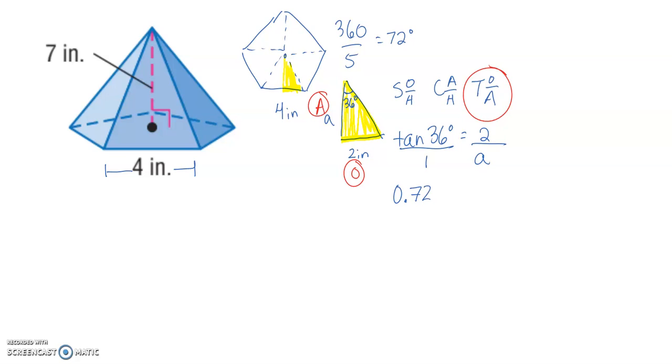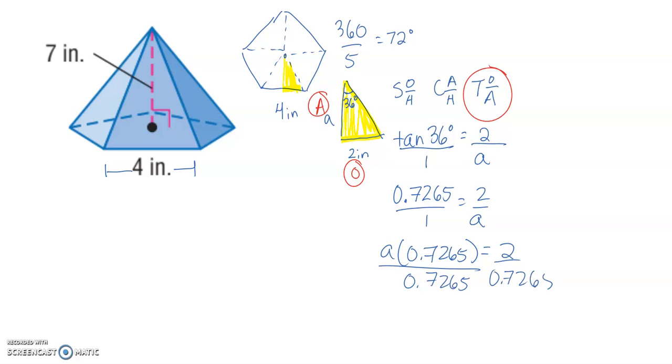So 0.7265 over 1 equals 2 over A. You're going to cross multiply, and then divide out the 0.7265, or the tangent of 36. So I get that the apothem is going to end up being 2.75 inches in this scenario. So that represents the height of the triangle, which you can label in this diagram here.